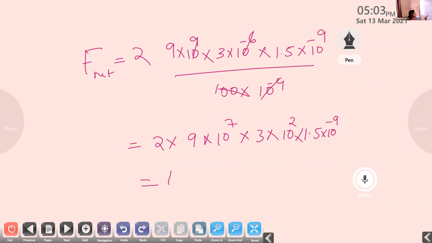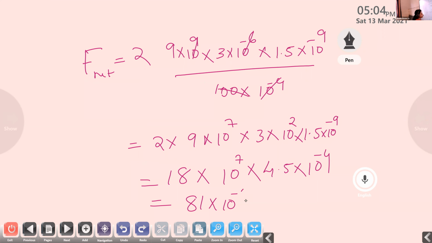Finally we have 9 × 2 is 18. 18 × 10^7 × 3 × 1.5 is 4.5, so 4.5 × 10^-4. While multiplying, we get the final answer 81 × 10^-4 newton. This is the final answer that we got.